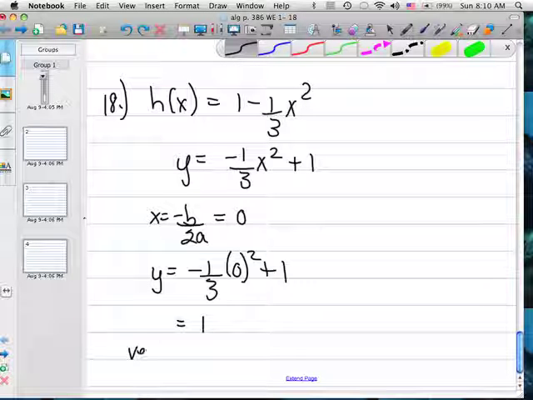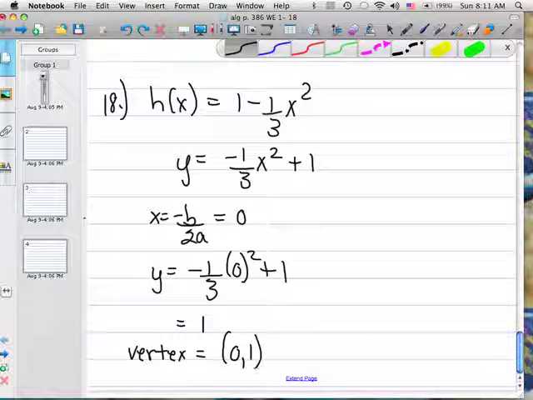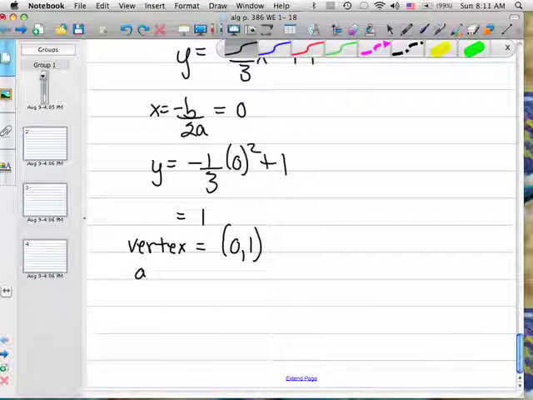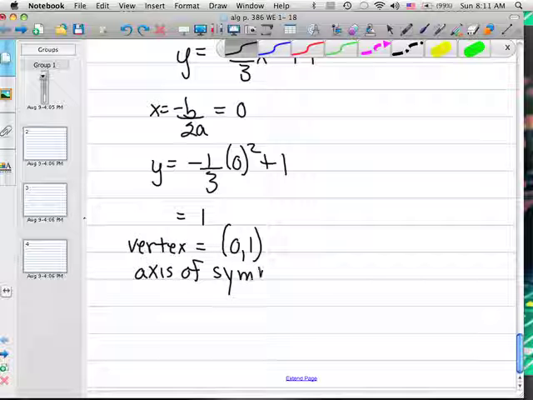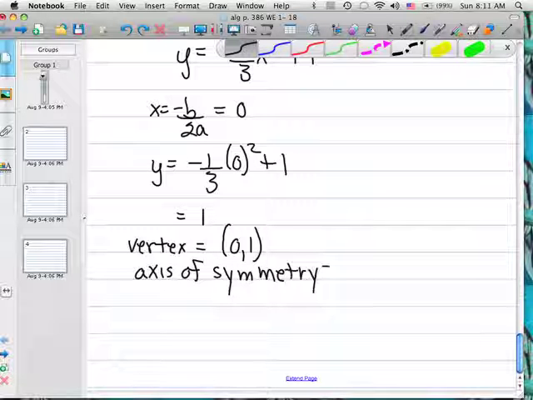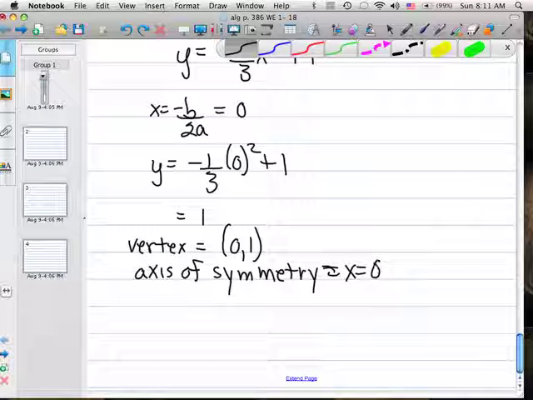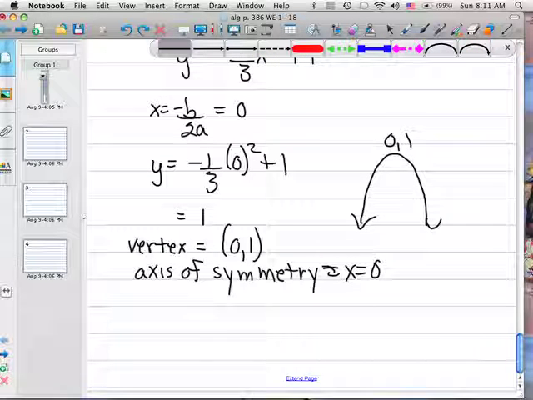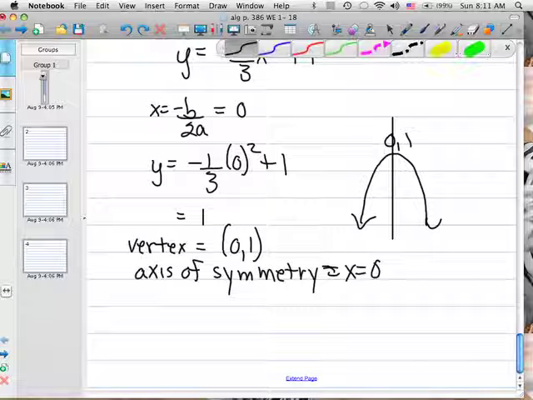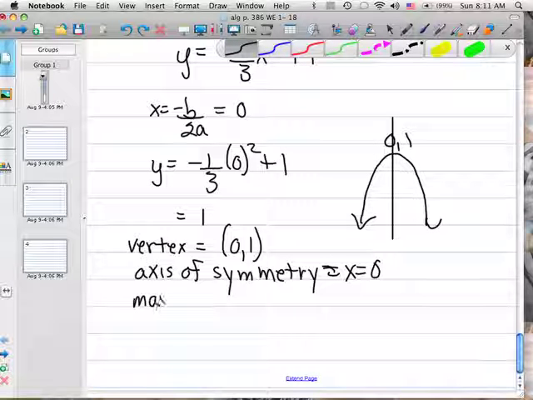So our vertex is 0, 1. The axis of symmetry has to go through the vertex, and it's vertical, so x equals 0. And it was negative, so remember it opens down. So it has a maximum, and the maximum is 1.